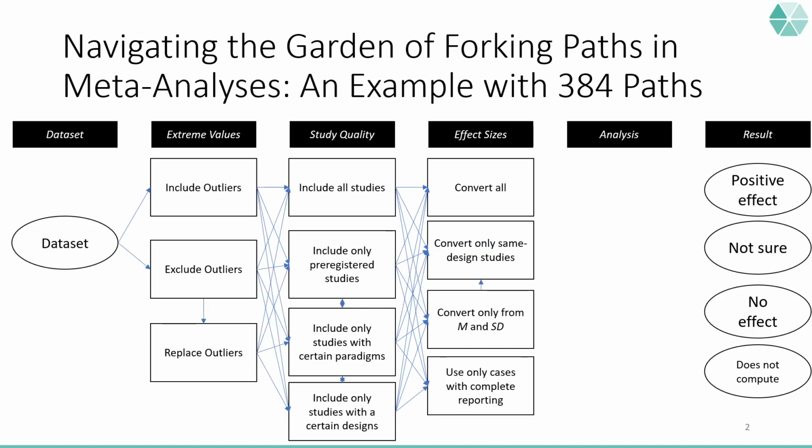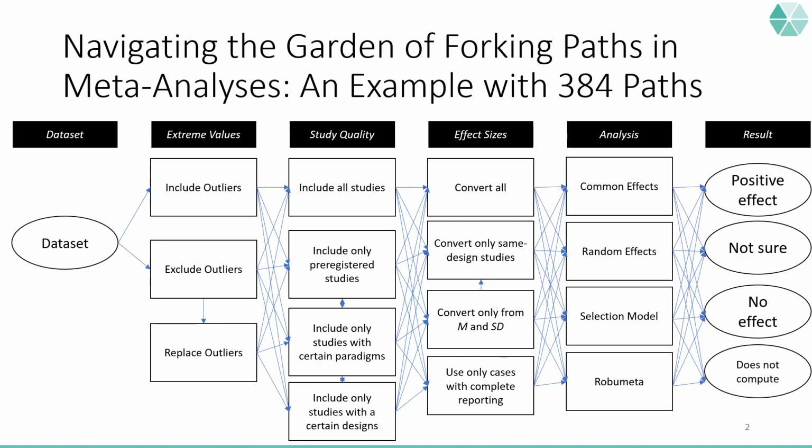Should you exclude certain outliers, how to deal with different effect sizes, and which type of model should you choose? These choices affect the results in critical ways, and meta-analyses have often been criticized for choosing one path over another.